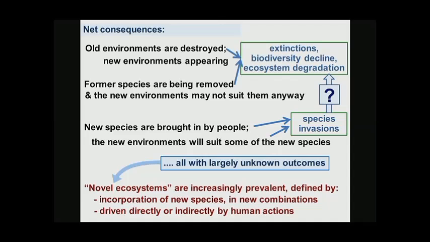People who study this, actually the term novel ecosystems is gaining more attention in the ecological literature. A novel ecosystem is one which has new species in new combinations that is arising directly or indirectly from human actions.